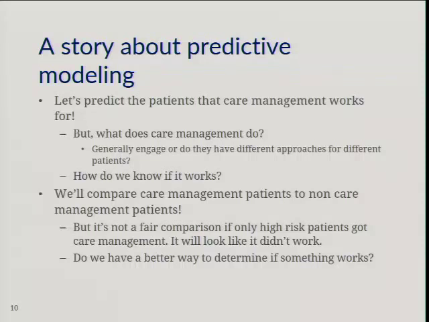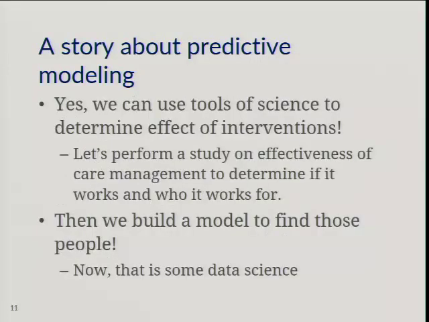So if we knew that answer for who it works for and how well it works, then we're able to go back to our predictive model and know what kind of people we want to look for. So I asked, do we have a better way to determine if something works? Yes, we can use the tools of science to determine the effective interventions.